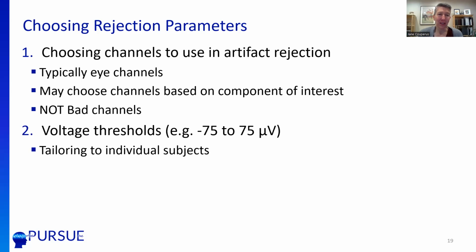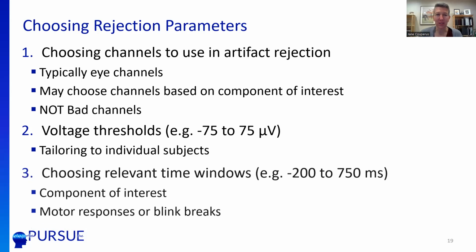You then also need to think about what your voltage thresholds are going to be. Those may be tailored to individual subjects or individual groups. So for example, if you're working with kids, you might have a larger range for kids because they actually have higher amplitude data than you would for adults.